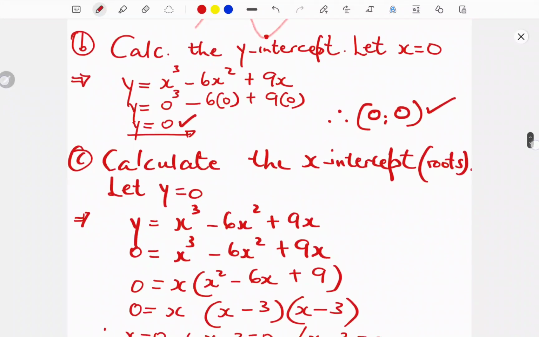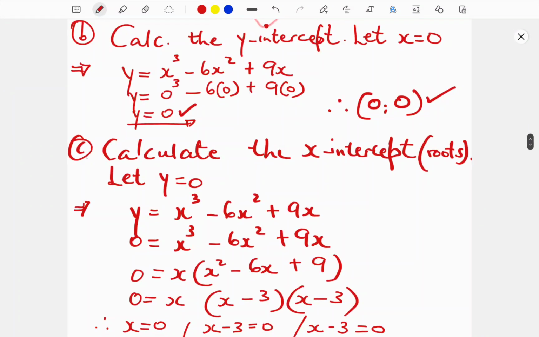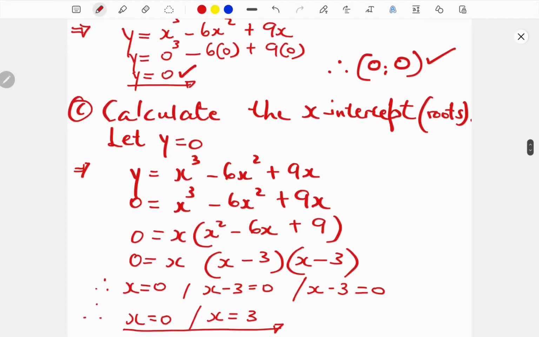Then the next question that we are going to calculate is C. It says calculate the x-intercept, that means the roots. How to calculate the x-intercept? You must let y be 0. So in this equation, in place of y, you substitute 0. 0 = x³ - 6x² + 9x. Now what do you notice with the first term, second term, and third term? There's a common factor x. So you take out the common factor and what is left is x² - 6x + 9.